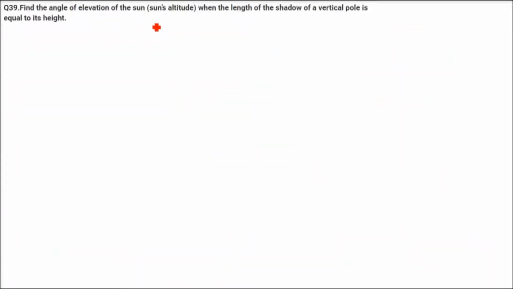Find the angle of elevation of the sun, that is the sun's altitude, when the length of the shadow of a vertical pole is equal to its height. So it's but easy, because we have done so many questions now. It is 45 degree. Why? Because here is the sun. So this is the altitude. This is the shadow of this vertical pole.